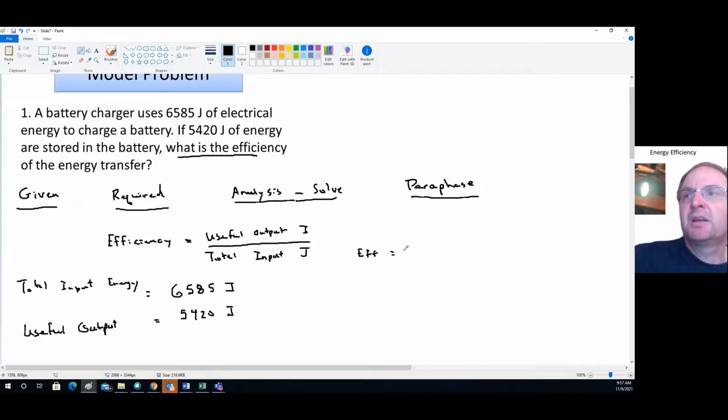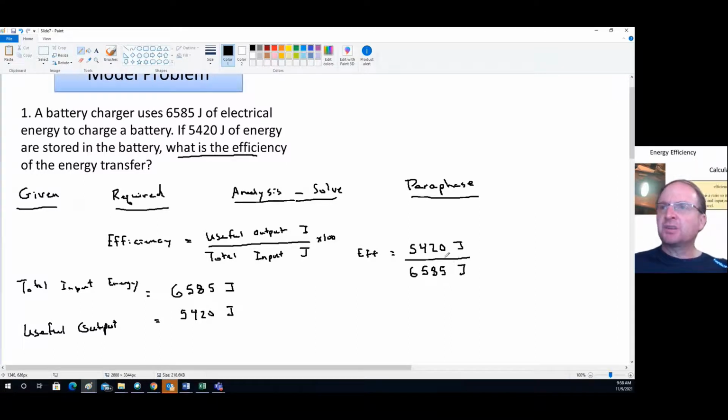Let's go right on into solving this. So my efficiency equals, oh yeah, and you've got to multiply this by 100, of course, right? Okay. My efficiency, my useful on top, so the small number on top, 5,420 joules over 6,585 joules. You can take a moment and just make sure this is what the question says. So that's our total that we put in to charge the battery, but only 5,420 basically got stored. So it makes sense. Whatever that is, then multiply it by 100. But let's do that first.